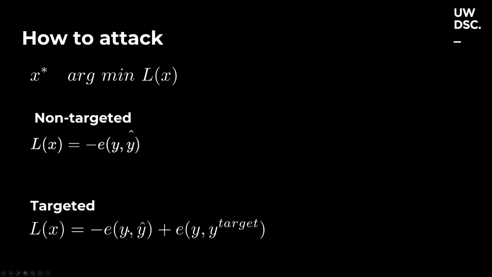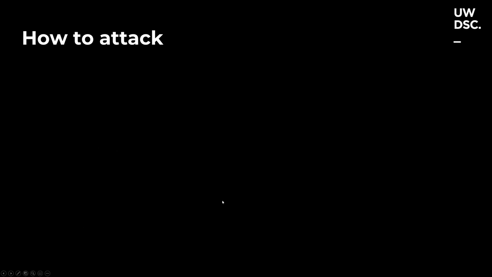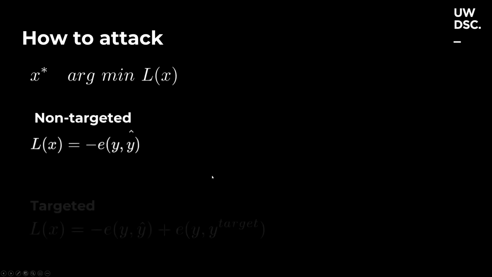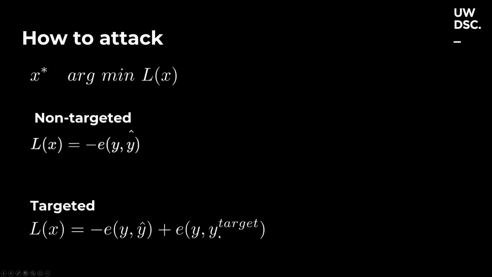And for the targeted attack, we just add an extra term with the same y coming from our attack network, and y target, the desired distribution we want to get. In this case, we want that to be a fish, so we one-hot encode it. That'll be 0, 0, 1, so 100% confidence in fish. Then you go back to here, and your y target will be 0, 0, 1. And your y is just your normal output from the attacking network.